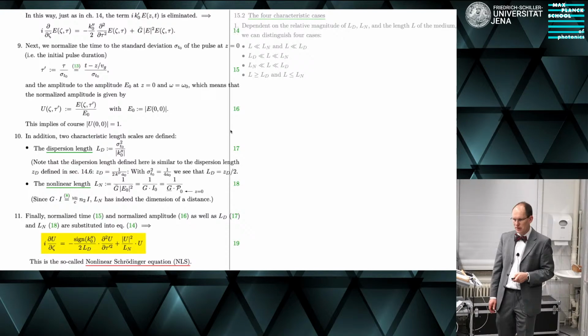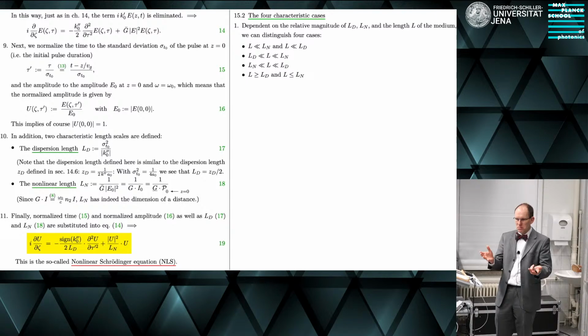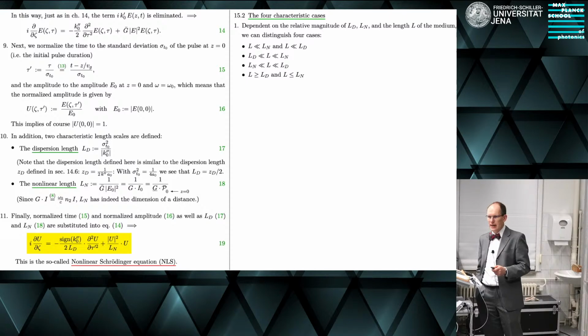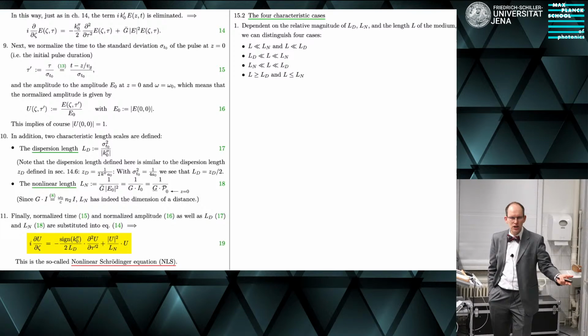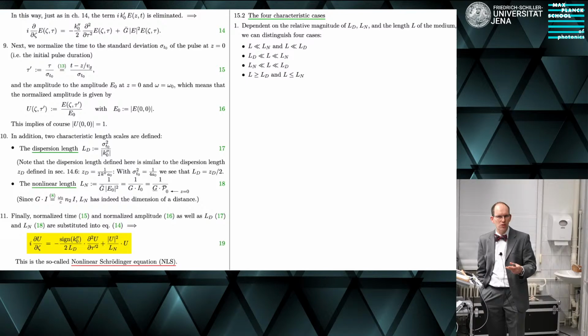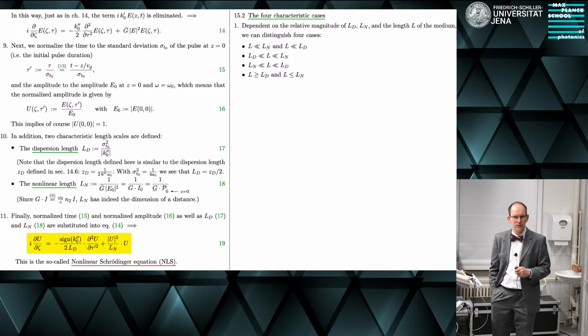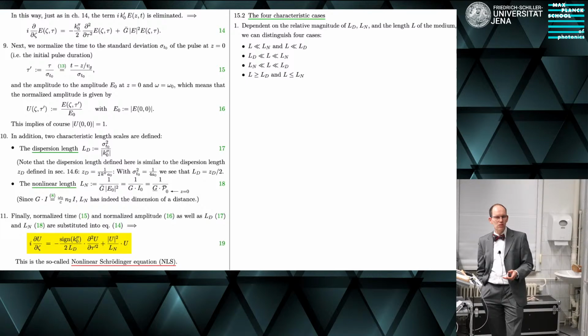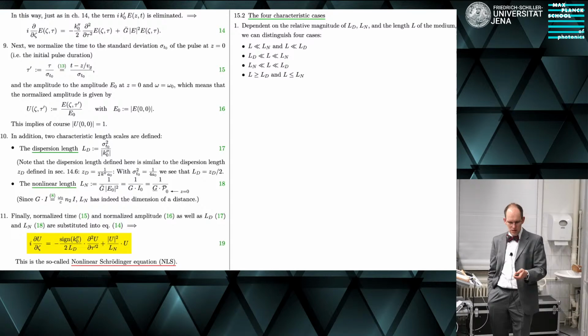Now, let's look at this nonlinear Schrödinger equation. We will look at four characteristic cases, quite trivially. The first one would be that the length of the nonlinear medium through which you analyze the action of the medium is short as compared to the nonlinear length and also to the dispersion length. Of course, this is the trivial case because this means that neither nonlinear effects nor dispersion effects, as discussed in chapter 14, play a role. And what we expect is that the pulse won't change, right?